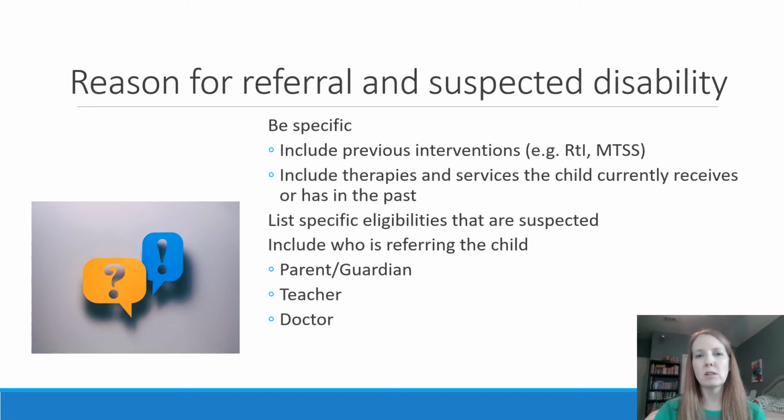This section may also contain history about other interventions that might have been tried, any private therapies that the child has received, any ongoing difficulty with cognition, language, or motor abilities. Make sure to also list the suspected disability or suspected eligibility.